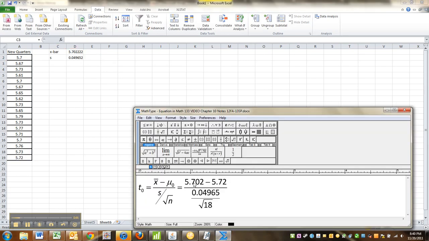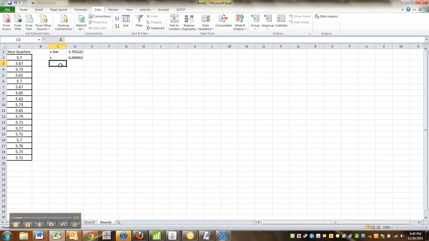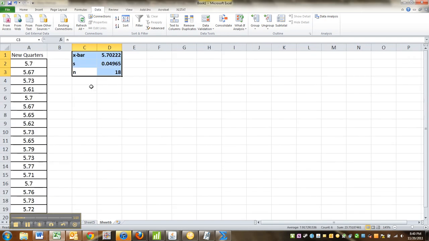There we go. See, and that's where I got the 5.702. Look at the formula. 5.702, that's my X bar. 5.72 is the mu zero, the null hypothesis. 0.04965 is my S. And while I'm on the subject, N, I know I could count it, but why bother when I can just say count? And it'll count how many there are there. Awesome, huh?